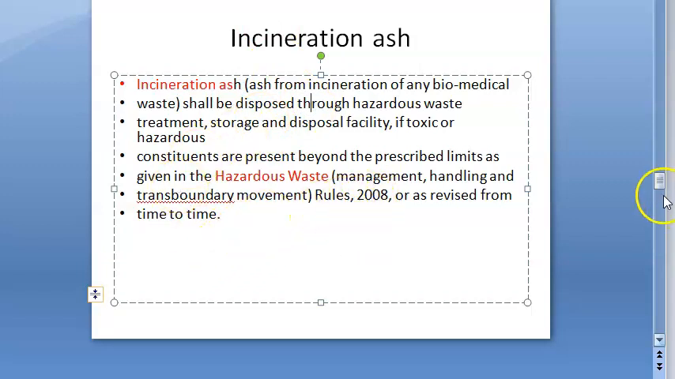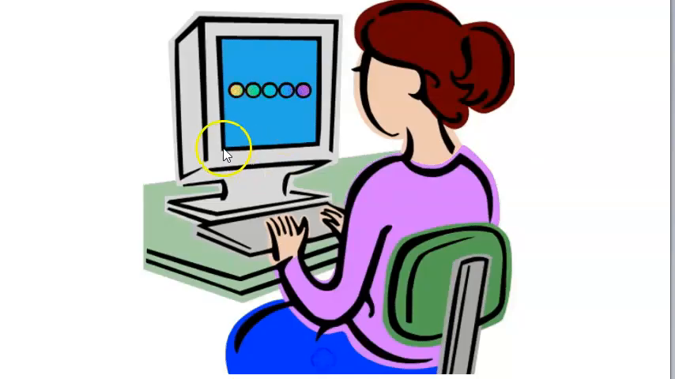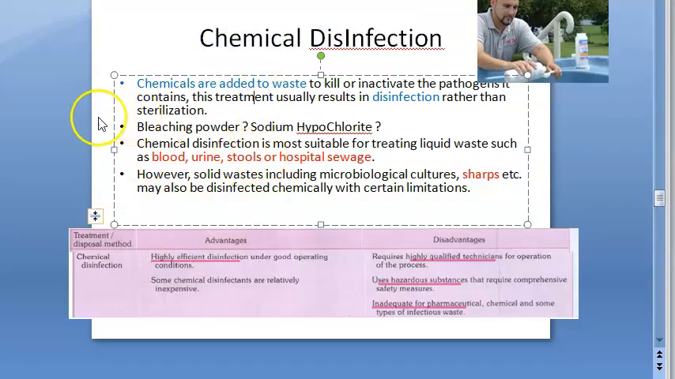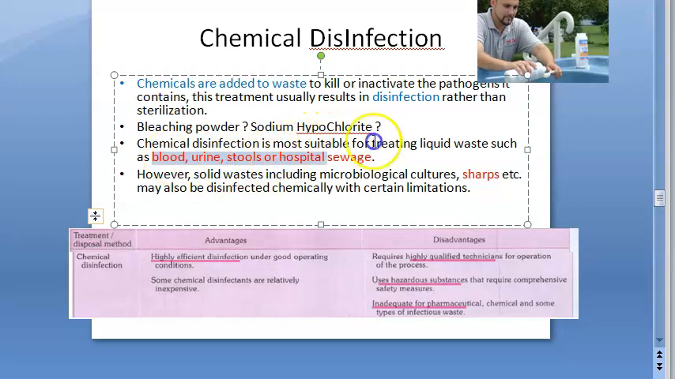Okay. Next, chemical disinfection. Whatever we have seen now, incineration is over. Remaining all very small topics only. Nothing to worry. Let us look at chemical disinfection. So you're going to add chemicals and disinfect. What will you add? Something like sodium hypochlorite probably. What will you add it to? To blood, urine, stools, hospital sewage, etc. Even to sharps they can add to disinfect.